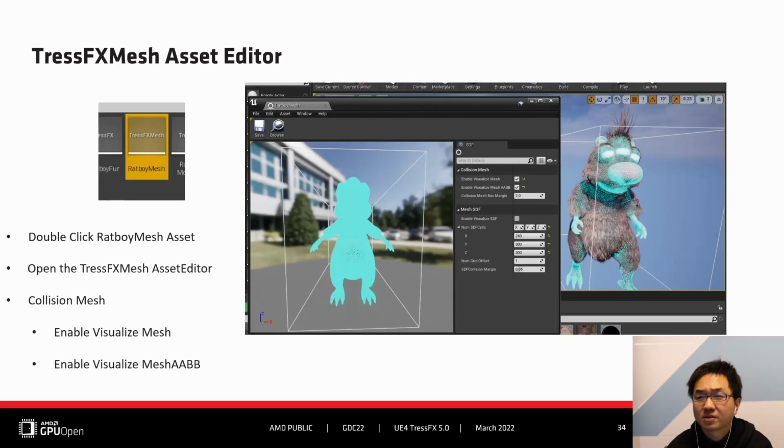This is the TraceFX Mesh Asset Editor. It's mainly about clear mesh and SDF. I have introduced how to use SDF before. We can double-click the Ratboy Mesh asset to open it. In the clear mesh part, we can enable Visualize Mesh and Visualize Mesh AABB, and we can see them in the level map editor at the same time.